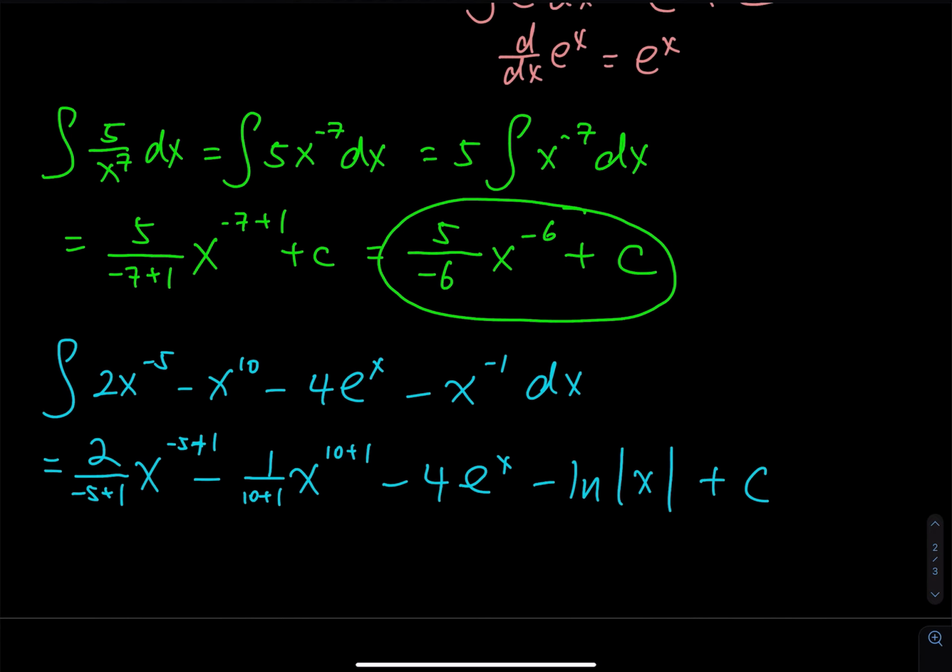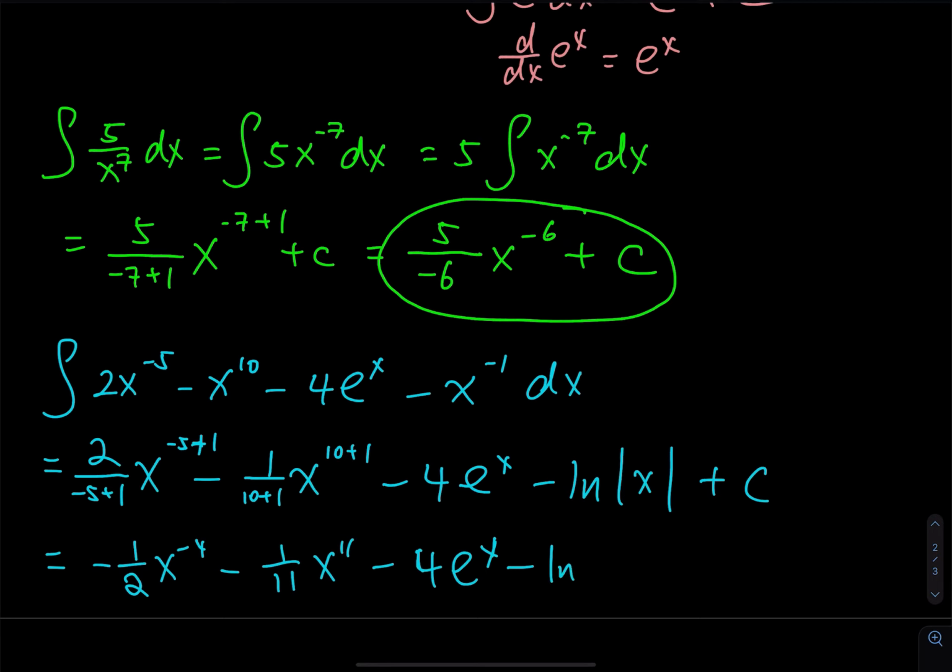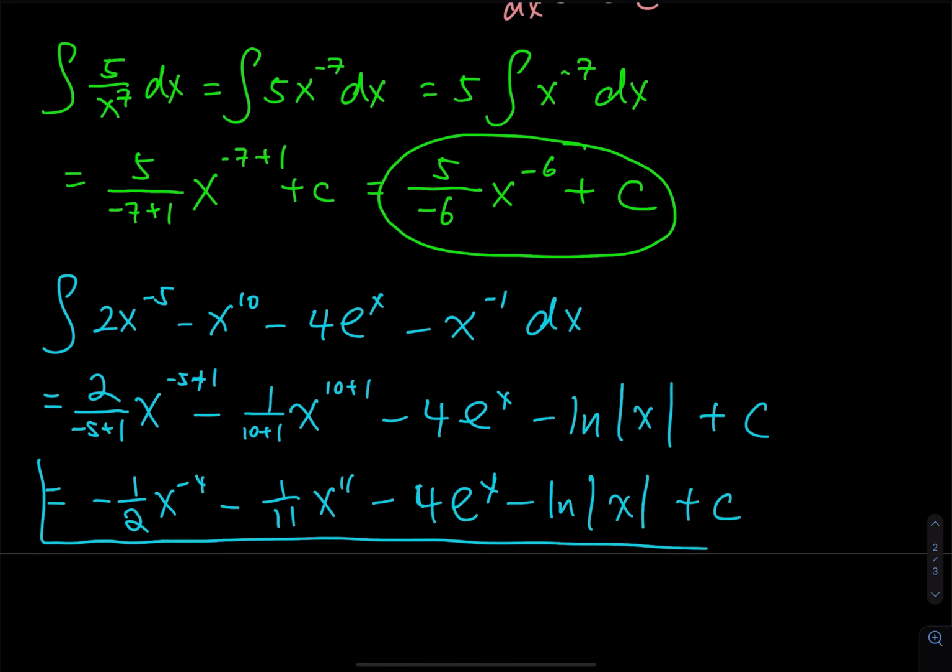Okay, let's clean up the coefficient. So that will be a 2 divided by negative 4, right? So that is a negative 1 over 2 x to the negative 4. So take the derivative of that, you get the 2, and then negative 5, right? 1 divided by 11, x to the 11. Take the derivative of that, you get your x to the 10, and then minus 4e to the x minus ln absolute value of x plus c. There you go. This is your final answer.